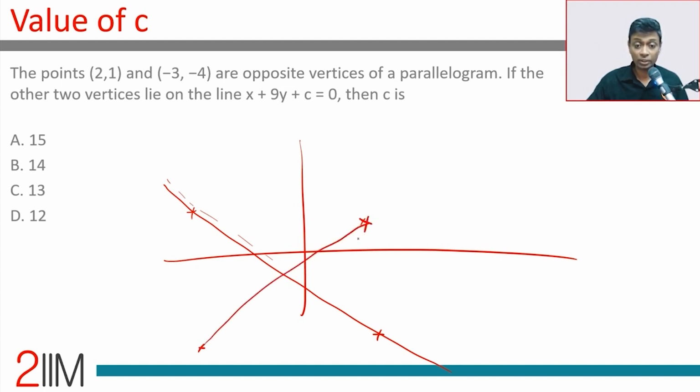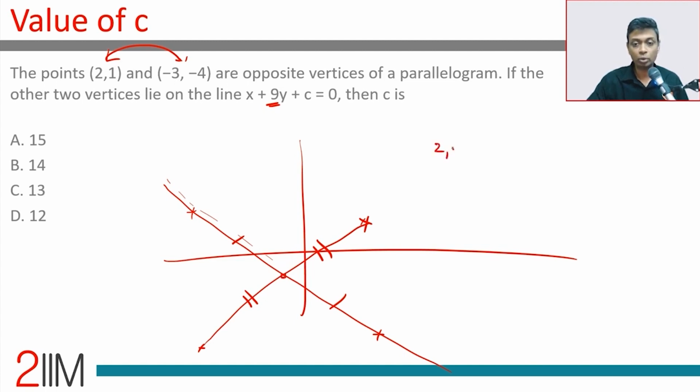We know that the diagonals of a parallelogram bisect each other. This should be equal to this. More importantly, this should be equal to this. Or if I find the midpoint of this line segment, that should sit on this line.